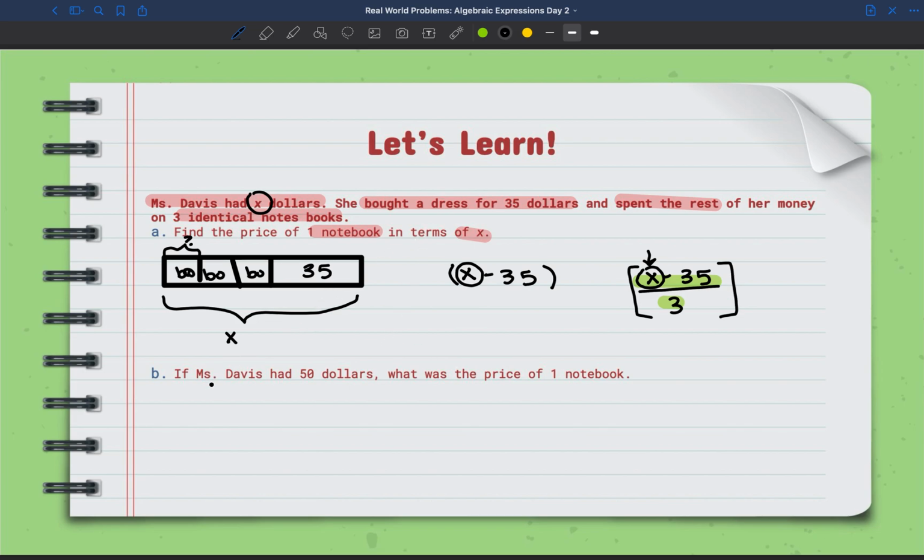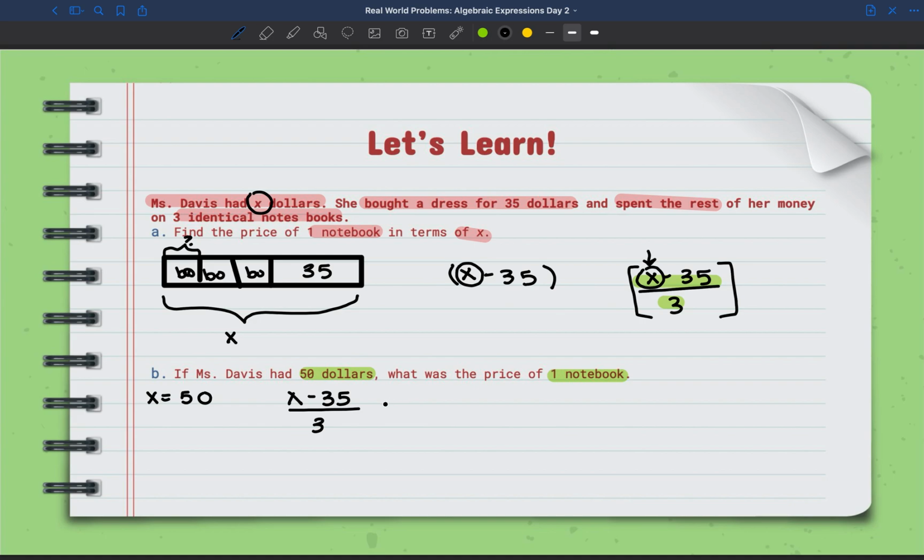All right, looking at part B, it says if Miss Davis had $50, so now we know how much Miss Davis had. What's the price of one notebook? Well, we know that X now equals 50, and we solved in part A what one notebook would cost, so it was X minus 35 divided by 3.